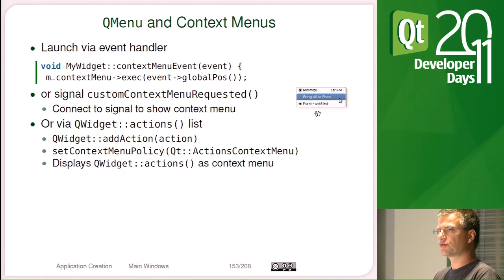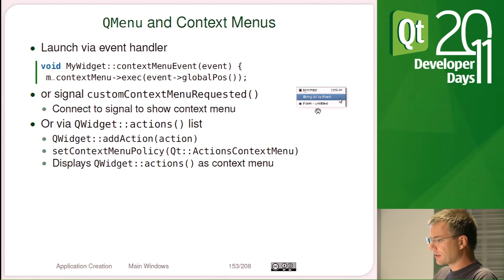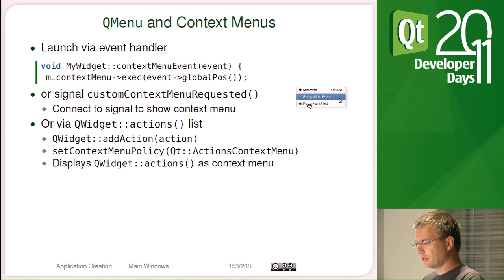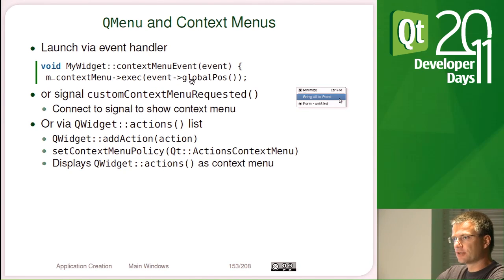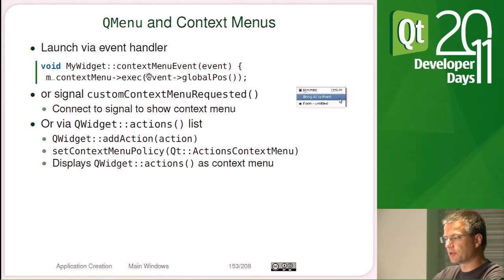So if you want to create your custom context menus, this is pretty simple. You can just make use of QMenu and just call the exec function of the QMenu and give it the right screen position. So whenever, let's say, the user right-clicks somewhere on the screen, you can create a context menu at this screen position.